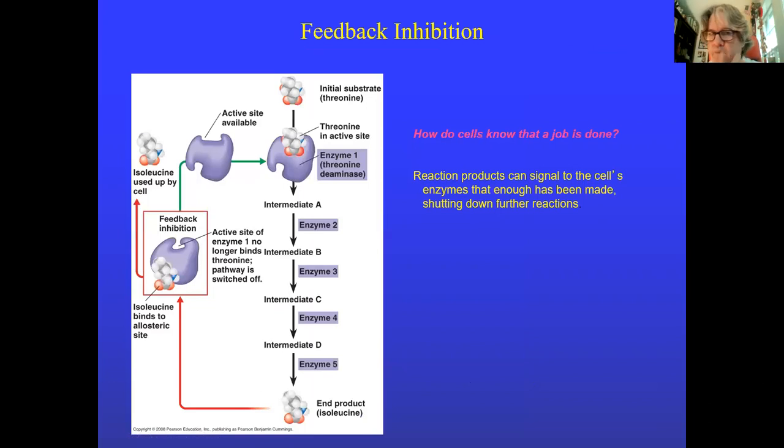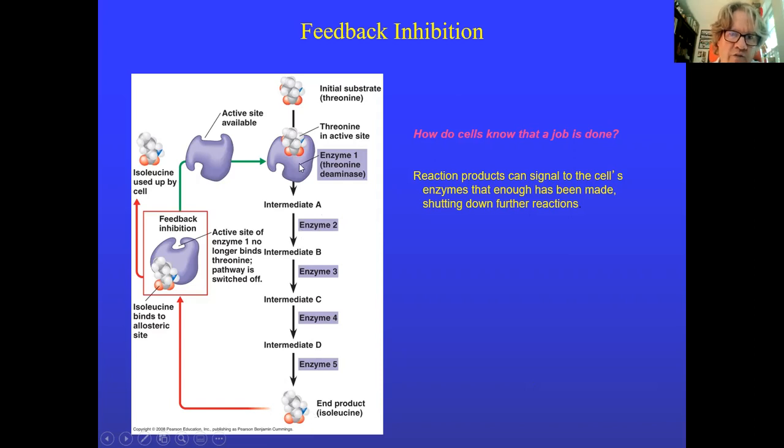Okay, so here's what feedback inhibition might look like, right? So you have this process. We're going to take the initial substrate. In this case, we're going to make isoleucine from threonine. Those are amino acids. Here's threonine, right? And we're going to have an active site of an enzyme that interacts with it. It's going to do a reaction to deaminate it. And then another enzyme is going to do something to make this series of intermediates, A to B, B to C, C to D, and then D to the final product, which is isoleucine.